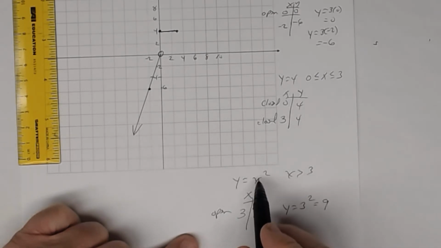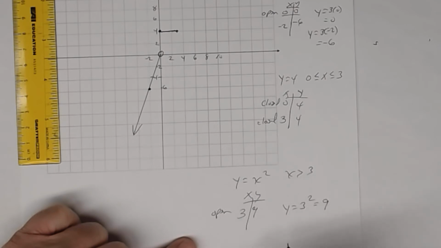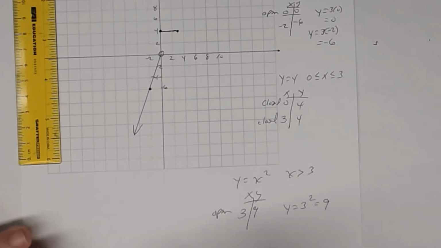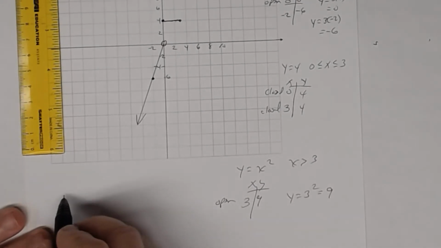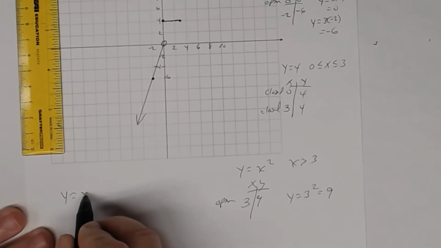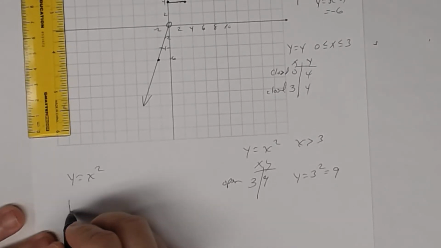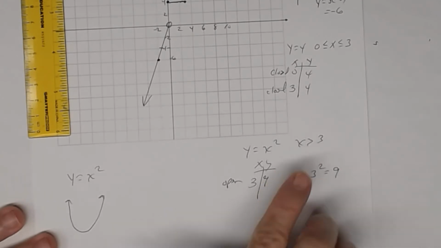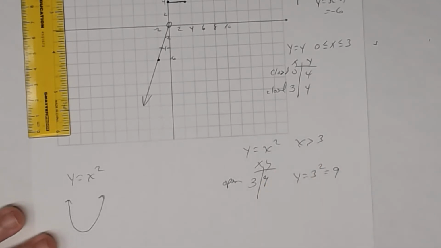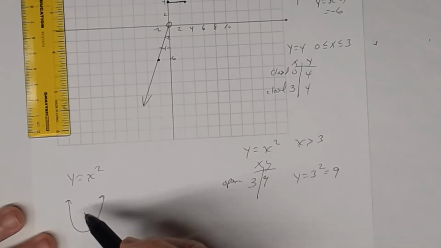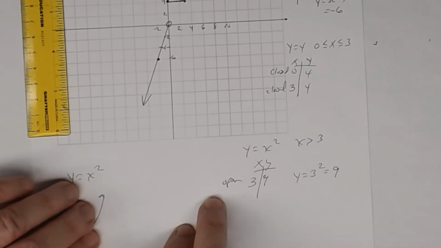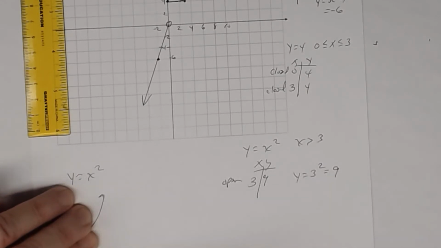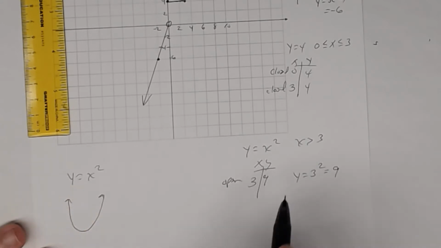Now remember, this is a parabola. So remember, y equal x squared is a parabola. You have to remember the shape of a parabola. So remember, y equal x squared looks like this, right? Shape of a parabola. But we have a restriction here. So this restriction will be part of a parabola. So we're going to take away part of it and only look at part. That's what that means. Okay.